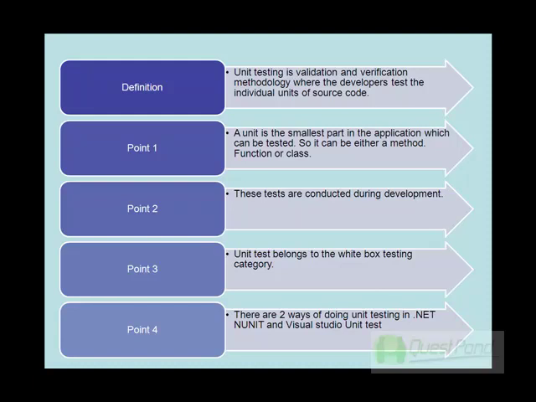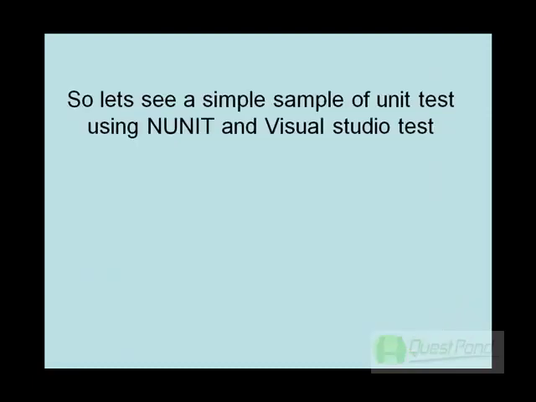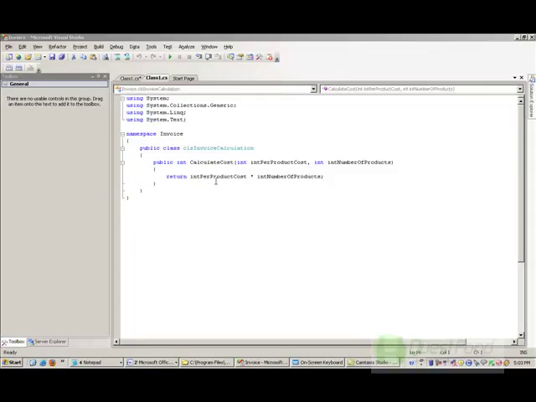Unit testing is also called white box testing, and there are two accepted ways of doing unit tests in .NET. The first is by using NUnit and the other is by using Visual Studio unit test. So we'll see a simple sample of a unit test, one using NUnit and the other using Visual Studio test. Let's first start with NUnit.